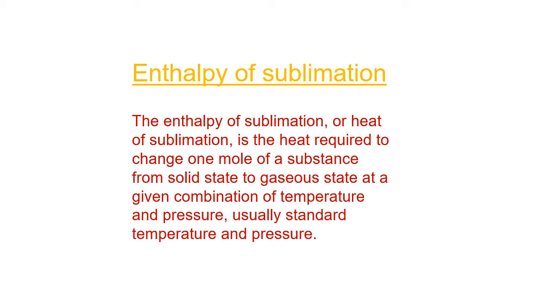Now, the third one, enthalpy of sublimation. First, let us understand what sublimation is. Sublimation is the direct conversion of solid to gas or gas to solid. Only some selected chemicals undergo this change. Examples are ammonium chloride, camphor, naphthalene, anthracene, iodine. So all these are examples where we are converting directly from solid to gas or vapor, or gas to solid. To convert 1 mole of solid directly to the vapor state, how much enthalpy change is there? That is called enthalpy of sublimation.